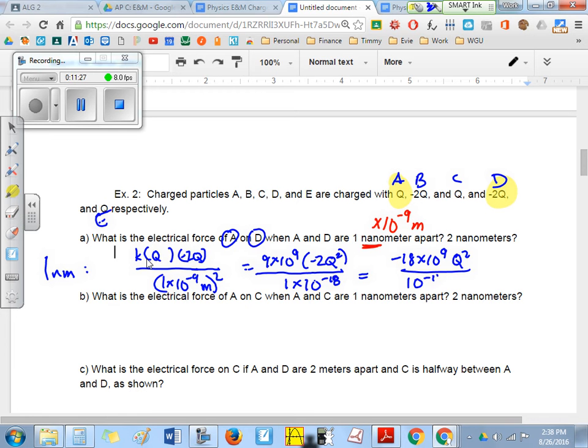You don't need the 1. Dividing by 10 to the minus 18th is the same as adding 18 to your power of 10 on top. So you end up with negative 18 times 10 to the 27th Q squared. Or in scientific notation, you move the decimal back a space, which means you add 1 to your power. So it turns out to be negative 1.8 times 10 to the 28th Q squared. I don't know what Q is, doesn't matter, but this is the force that we feel. Go ahead and put newtons, it's a force.